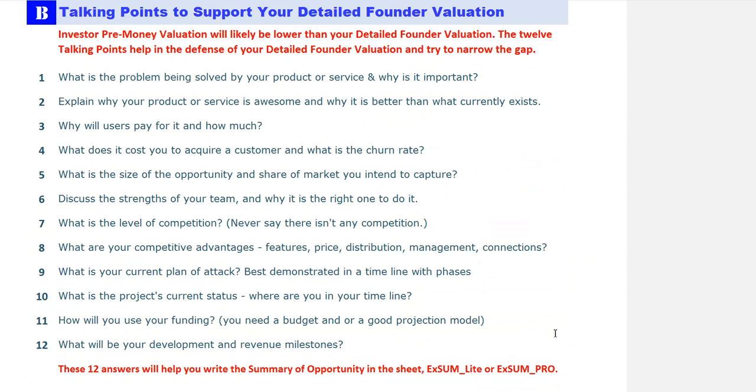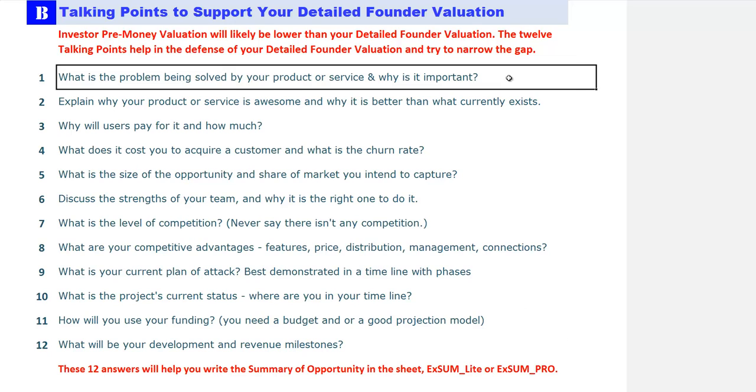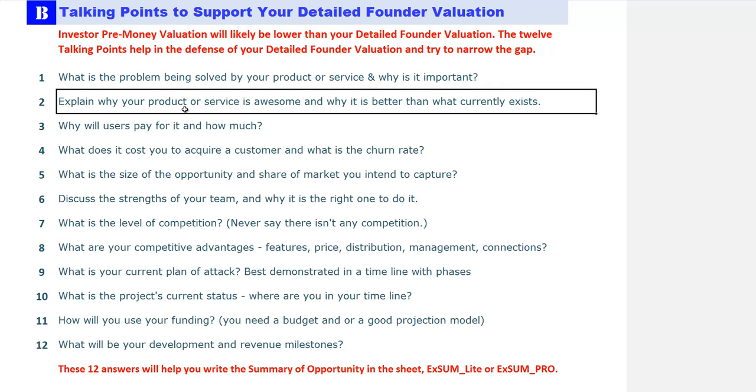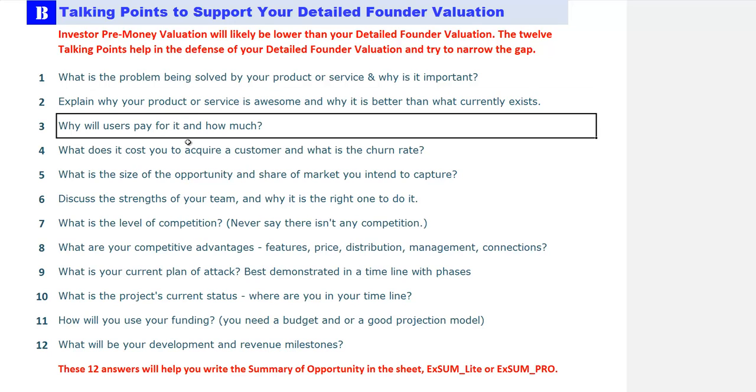Let's talk about the talking points to support your detailed founder valuation. This is part of the salesmanship. So let's look at this. What is the problem being solved by your product or service, and why is it important? Well, you know, if you're going to make an also-ran thing that's just slightly better and slightly cheaper, forget about it. Explain why your product or service is awesome and why it is better than what currently exists. Well, number one and number two kind of go together. What is it that you're doing? Why is it so cool? Why does it have some terrific advantages? And if it's so great, why will users pay for it and how much?